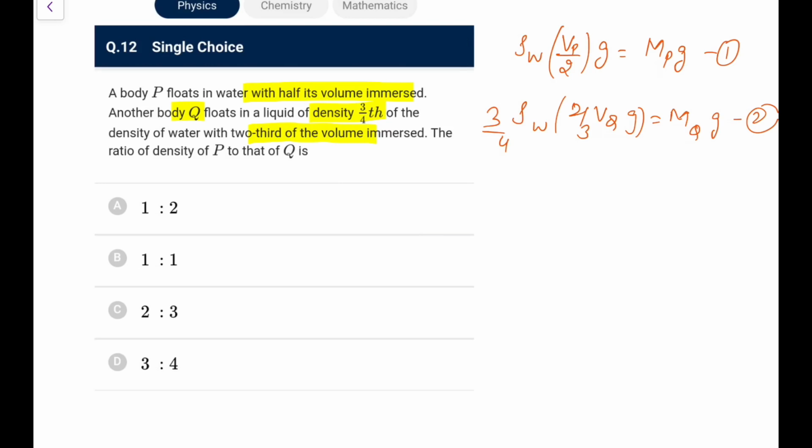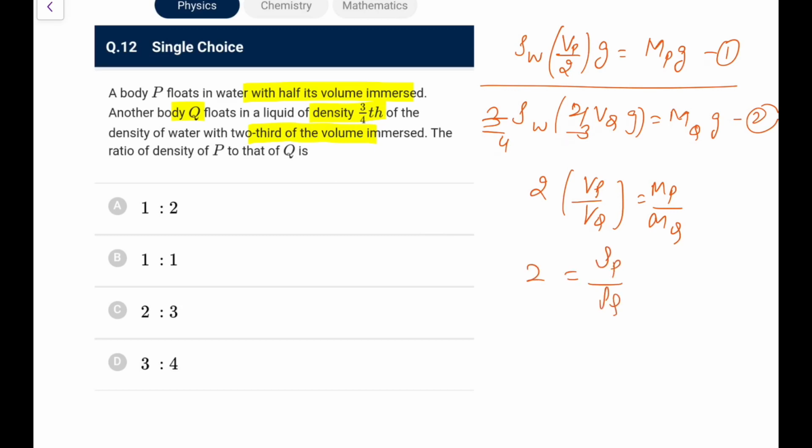So what will I get? I divide, so 3 goes into 2 and 4, so it will be 2 times Vp by Vq is equal to Mp by Mq. So density is mass upon volume, so I can say 2 is equal to rho p upon rho q, you can make it out.